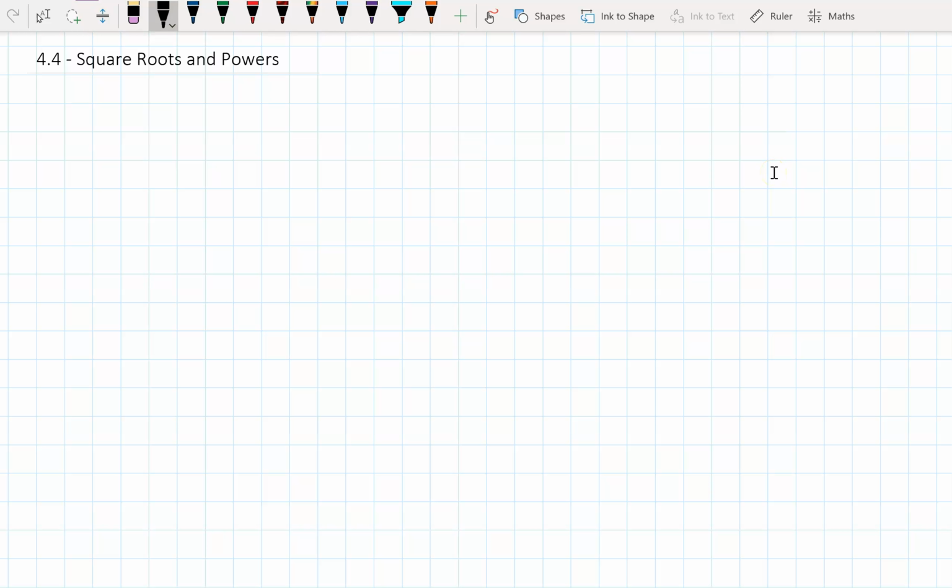Okay guys, what we're going to look at now is what we call square roots and powers. So what that means is, for example, if we have the square root of x to the power of 6, what happens here? What do we do with this?